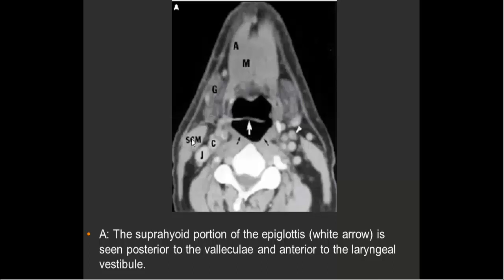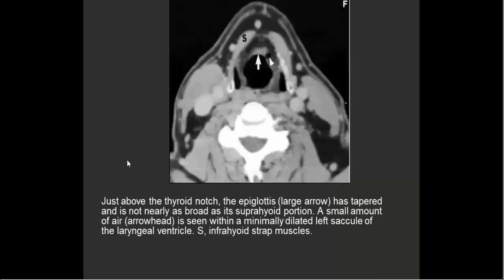This is sternocleidomastoid. This is mylohyoid. This is submandibular gland. This is the suprahyoid portion of the epiglottis, just above the thyroid notch. As we see, this is the epiglottis. This epiglottis has tapered, not nearly as broad as the suprahyoid portion. A small amount of air is within the minimally dilated left saccule, laryngeal ventricles on both sides. This is infrahyoid strap muscles. We will talk about strap muscles later on.